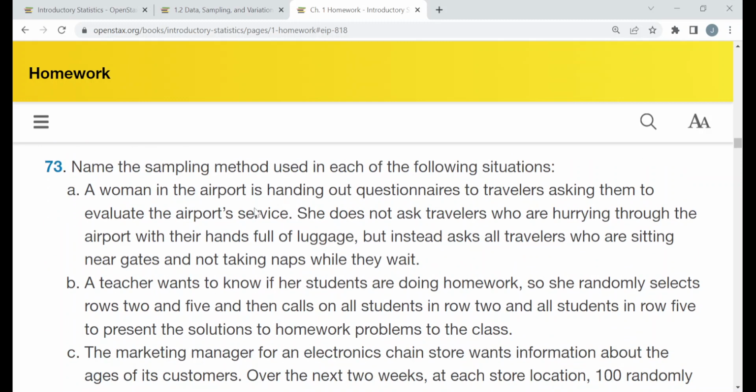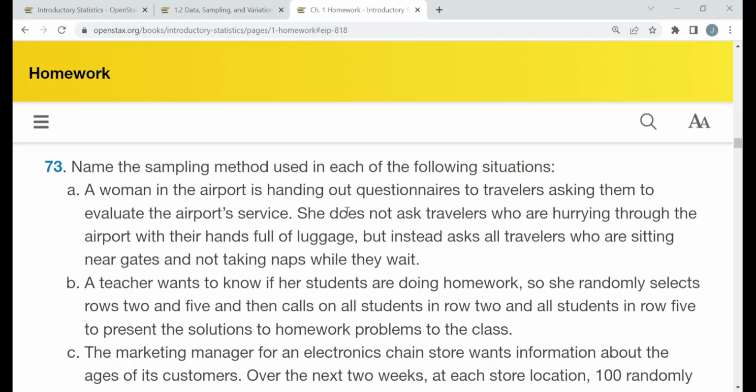All right, and then in question 73, we're asked to state the sampling method ourselves. So part A: a woman in the airport is handing out questionnaires to travelers, asking them to evaluate the airport service. She does not ask travelers who are hurrying through the airport with their hands full of luggage, but instead asks all travelers who are sitting near gates and not taking naps while they wait. Now, of the ones we've discussed, this is not random. This woman is not randomly selecting the people to hand this questionnaire out to.